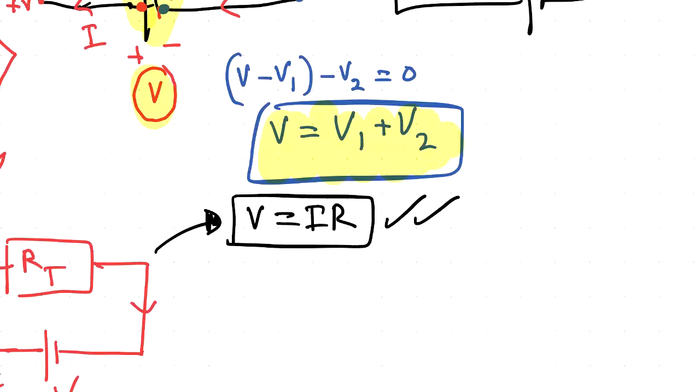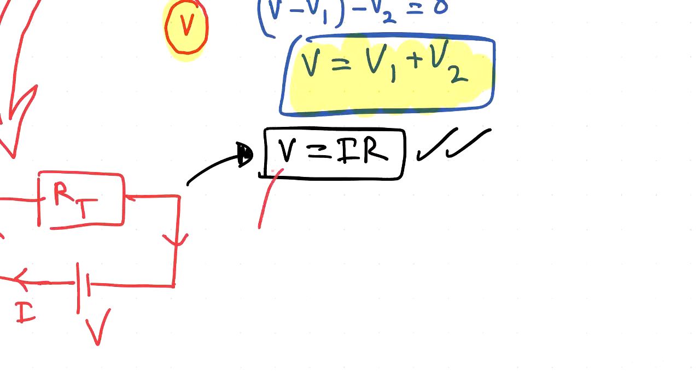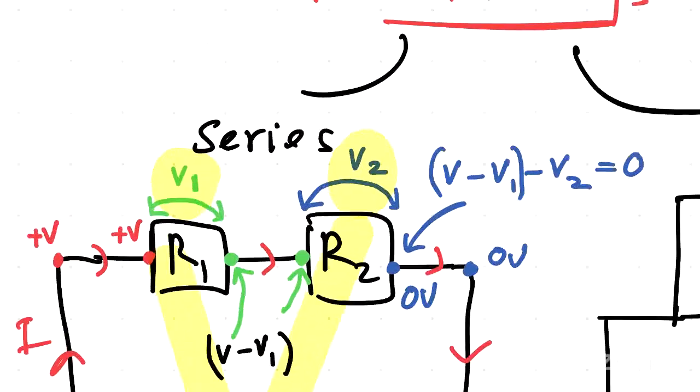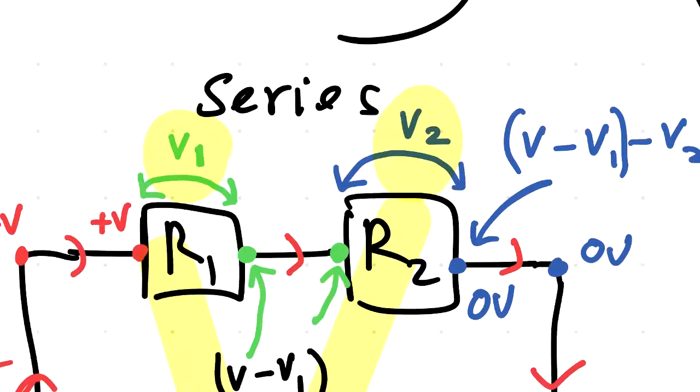But remember, this V, the actual meaning is the voltage difference, right? This is the voltage difference in the appliance. See, the voltage difference across R1 is V1.